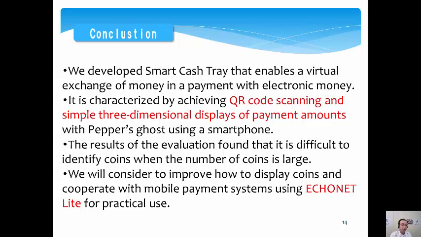And this is the conclusion. First, we developed a smart cash tray that enables the virtual exchange of money in payment with electronic money. It is characterized by achieving QR code scanning and simple three-dimensional displays of payment amounts with Pepper's Ghost using a smartphone. The result of the evaluation found that it is difficult to identify coins when the number of coins is large. So we will consider improving how to display coins and cooperating with mobile payment systems using ECHONET Lite for practical use. That's all.